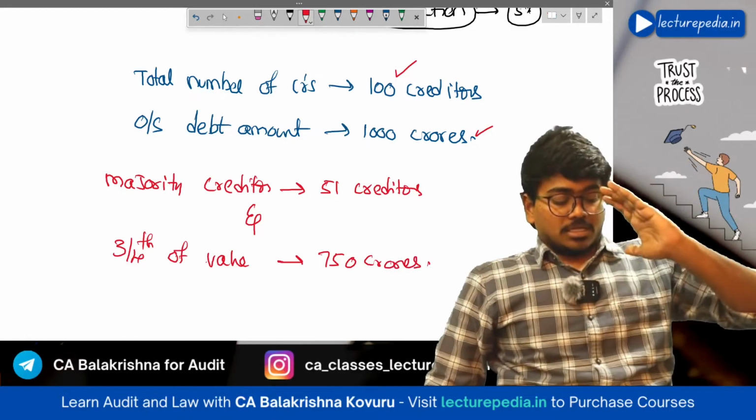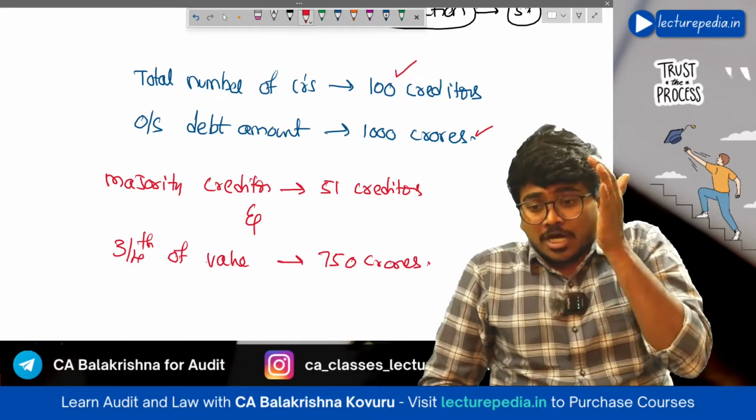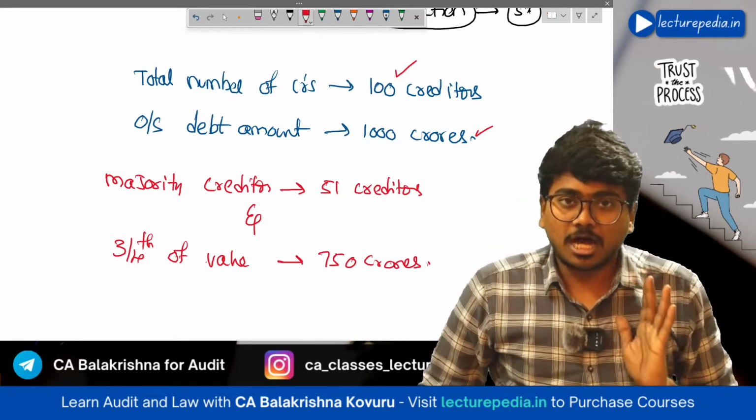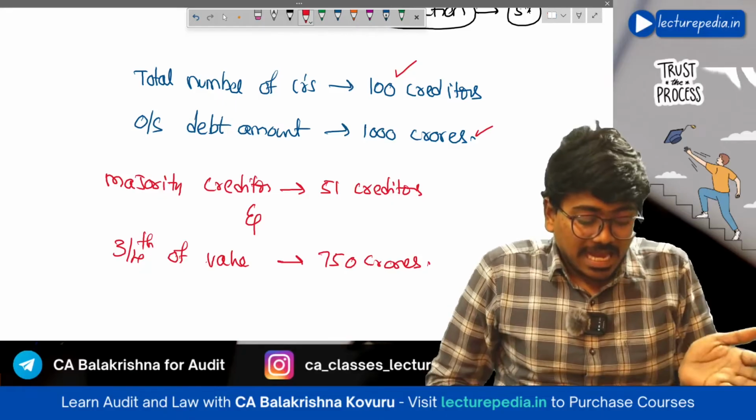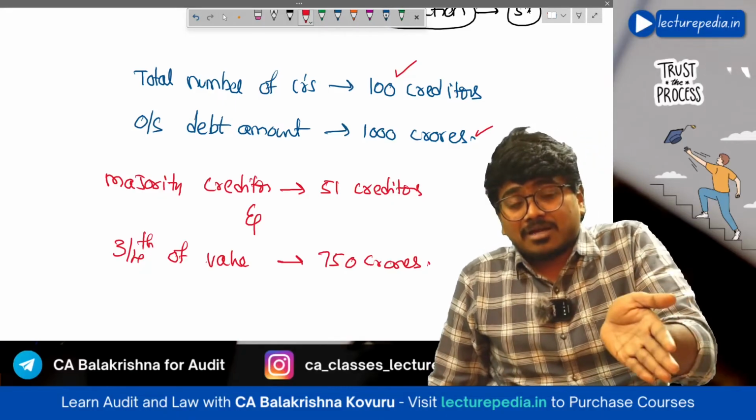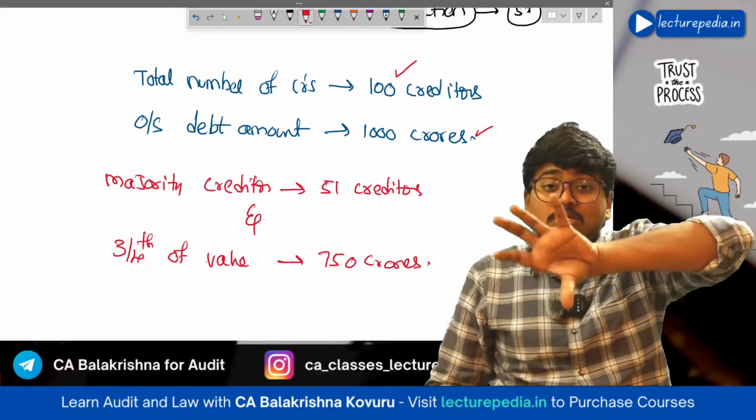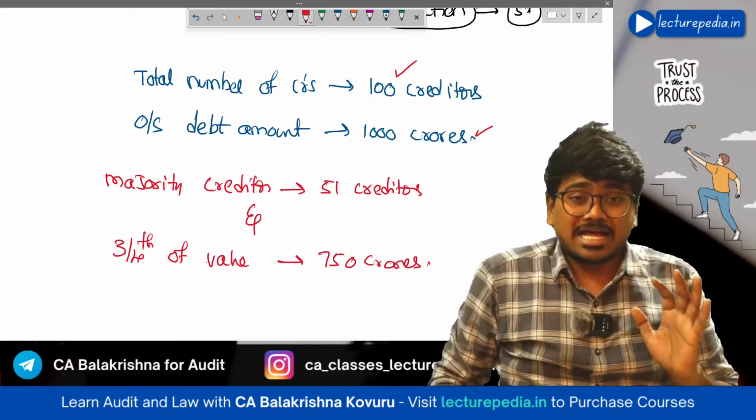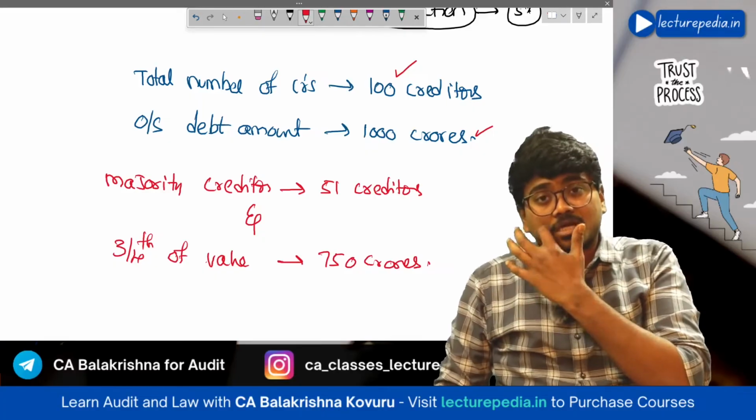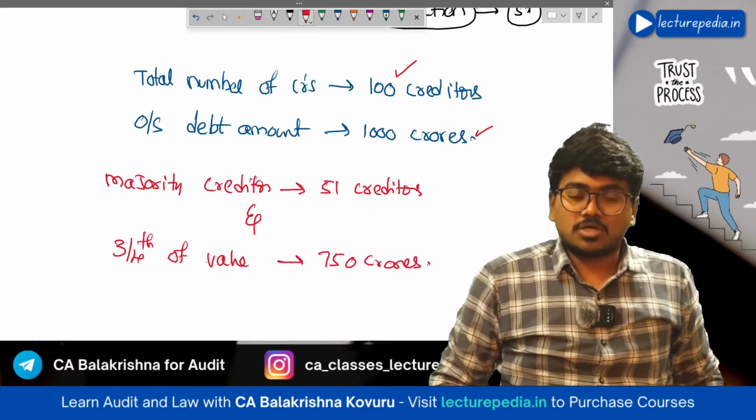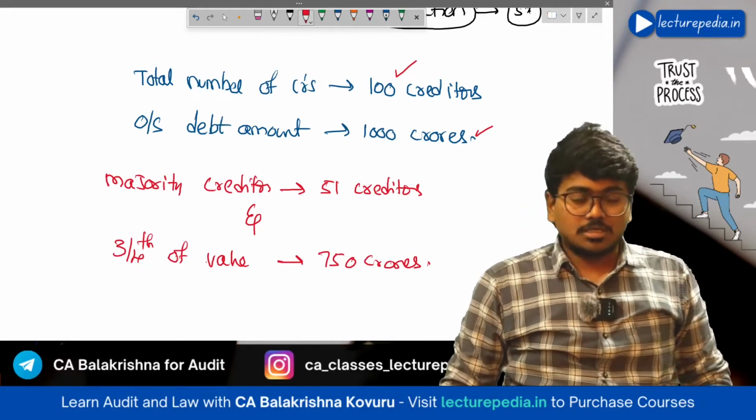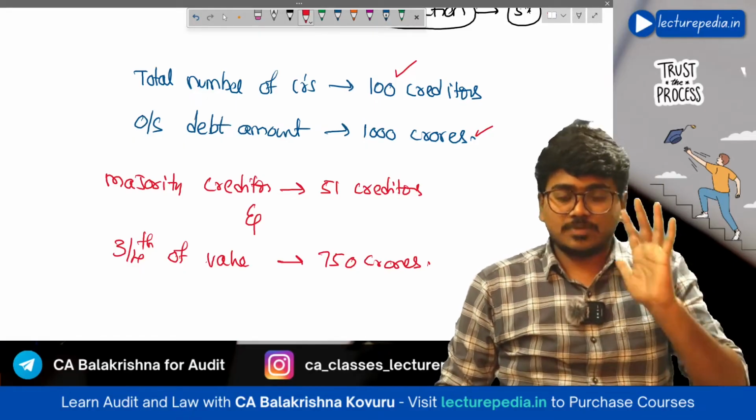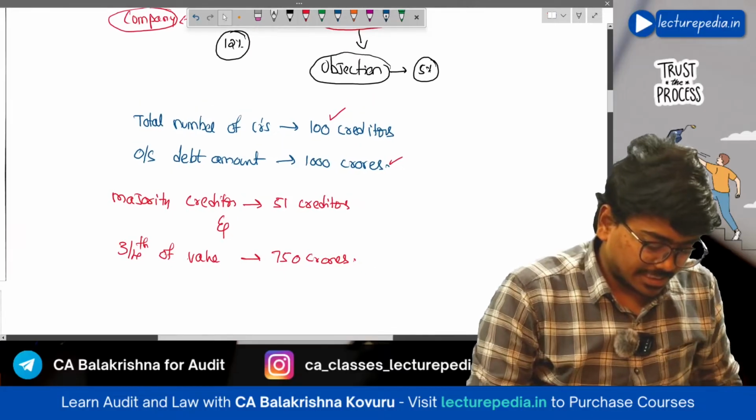So a majority of creditors holding 3/4 of value must approve. That means at least 51 creditors or more, holding at least 750 crores or more, have to give approval in order to approve the compromise or arrangement. Hope that is clear. Now let's take a situation. Now these many creditors have approved it.